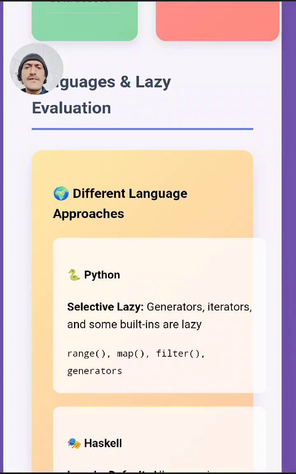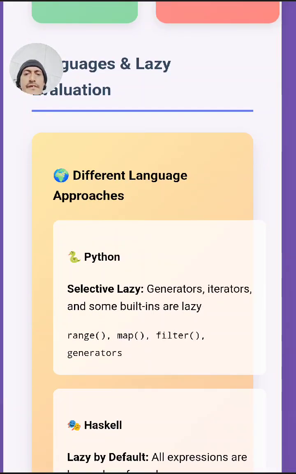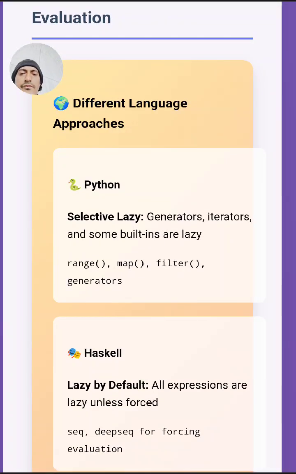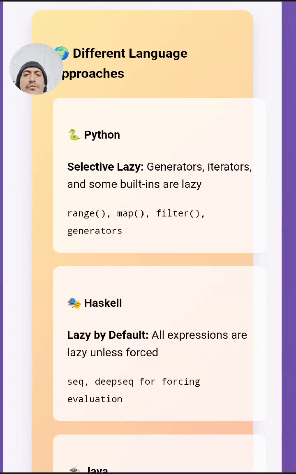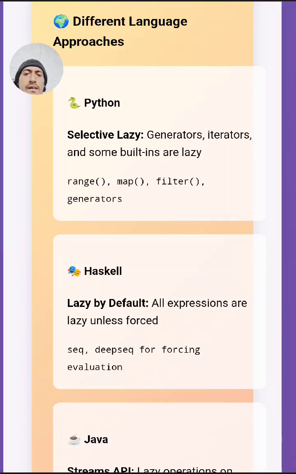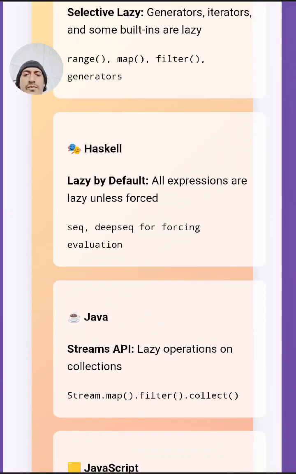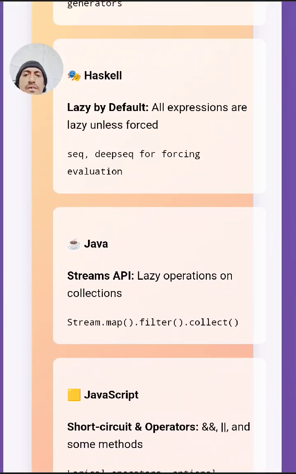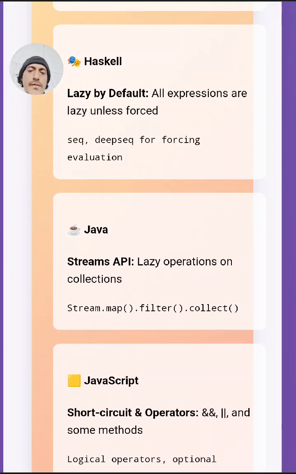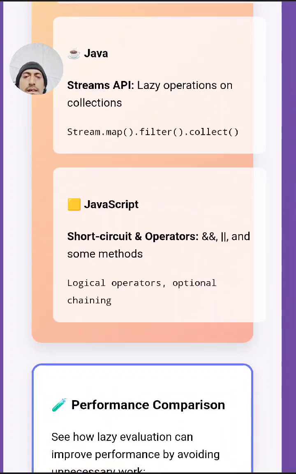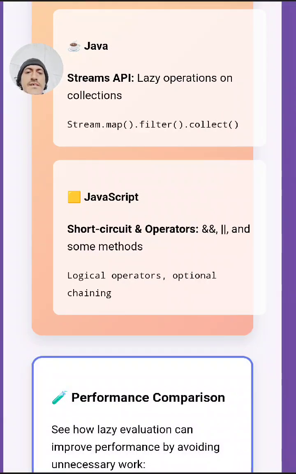Now, languages and lazy evaluation, different language approaches. We already saw Python: selective lazy, with generators and iterators, and some built-ins are lazy, like range, map, filter. These are mostly used in functional programming constructs in Python. Haskell is by definition a functional programming language, and it is lazy by default. All expressions are lazy unless forced, using seq or deepseq for forcing evaluation. In Java, we have the streams API: lazy operations on collections, like stream.map.filter.collect. In JavaScript, we have seen short-circuit operators.